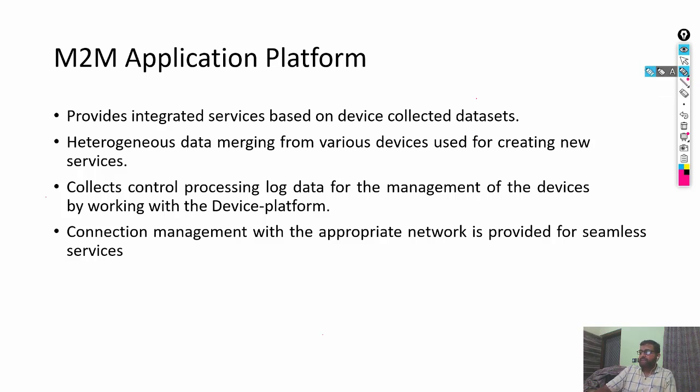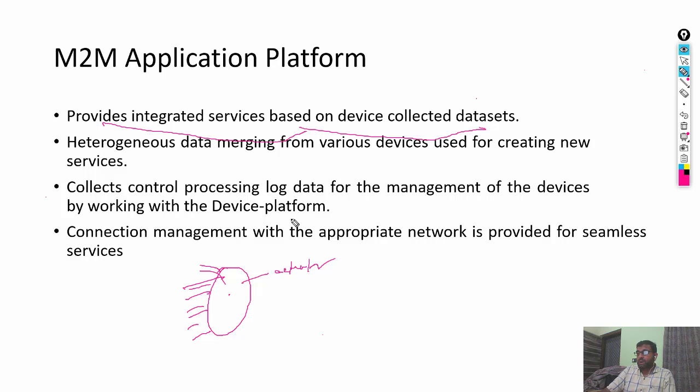Provide integrated services based on device-collected data. What kind of data is collected by the devices? Data is collected and analyzed. Terrorist data is collected over here, border data is collected over here. On the basis of that data, the actuator performs the action. So from the application point of view, what kind of application is required inside the sensor node?